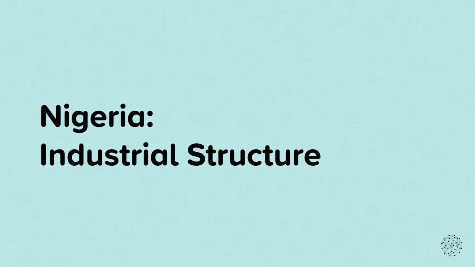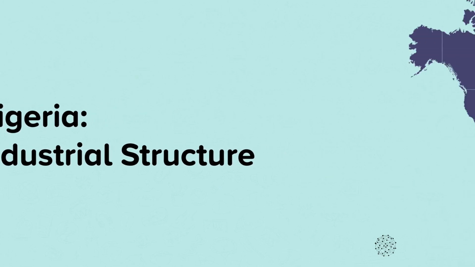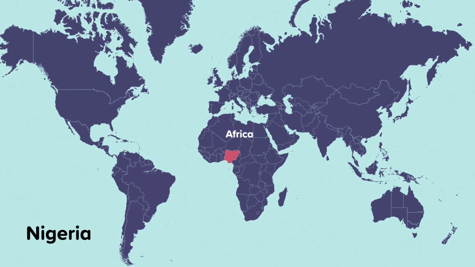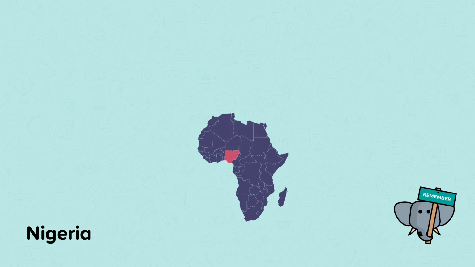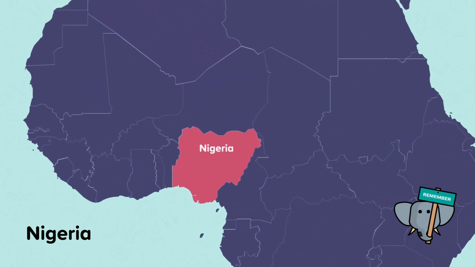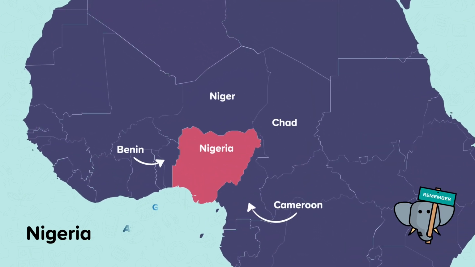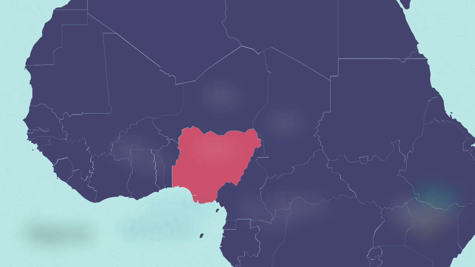Nigeria. Industrial structure. Remember, Nigeria is in West Africa. It is a country that has been identified as a newly emerging economy, or NEE. This map shows its regional location.